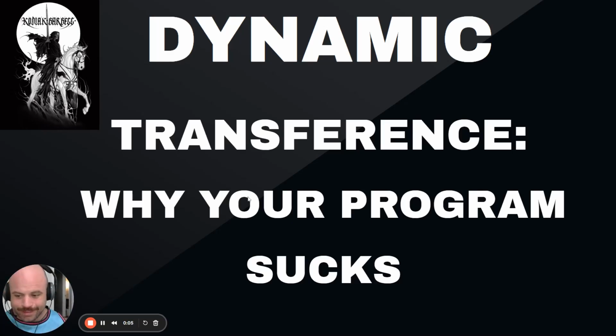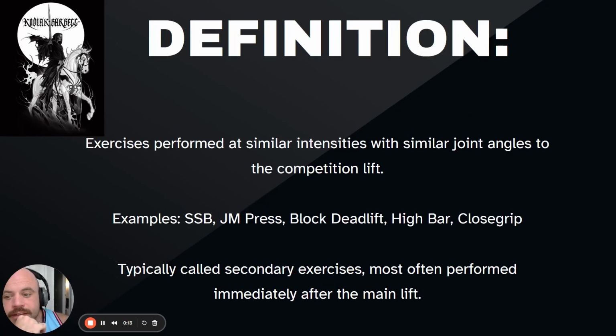All right, so this is why your program sucks, based on something called dynamic transference. So we're going to first define it. The definition of dynamic transference is exercise performed at similar intensities with similar joint angles to the competition lift. So SSB, JM press, block deadlift, high bar, close grip. Anything that looks a lot like the actual lift is going to have better carryover to the lift than things that don't look a lot like the lift.